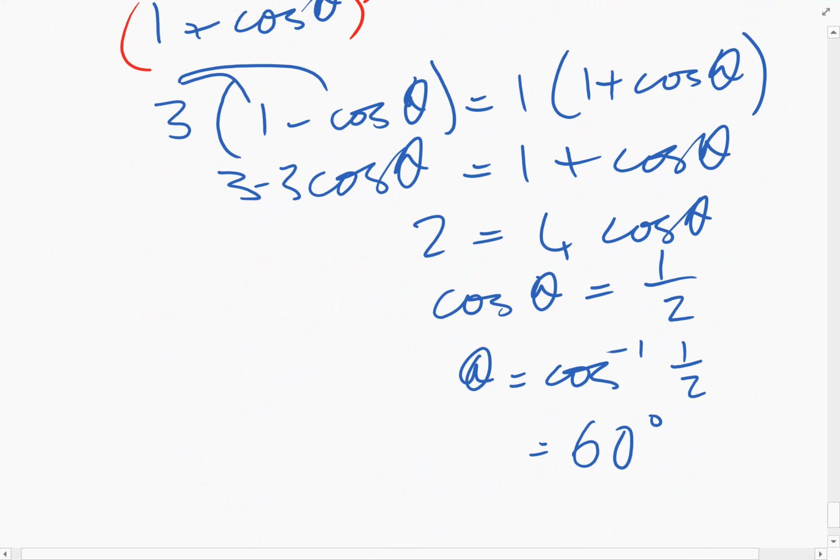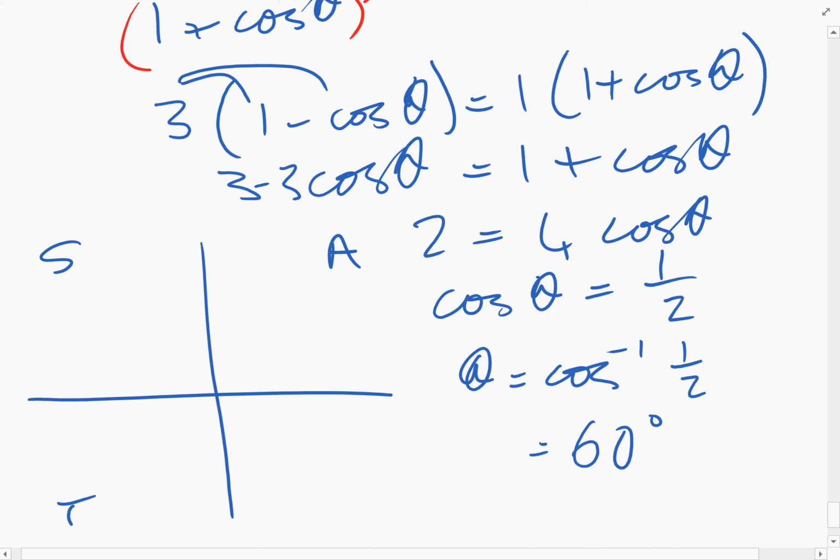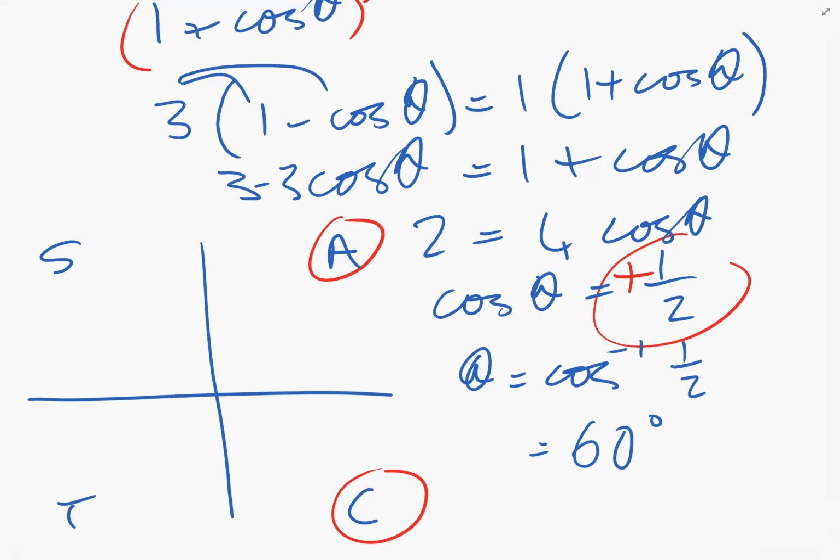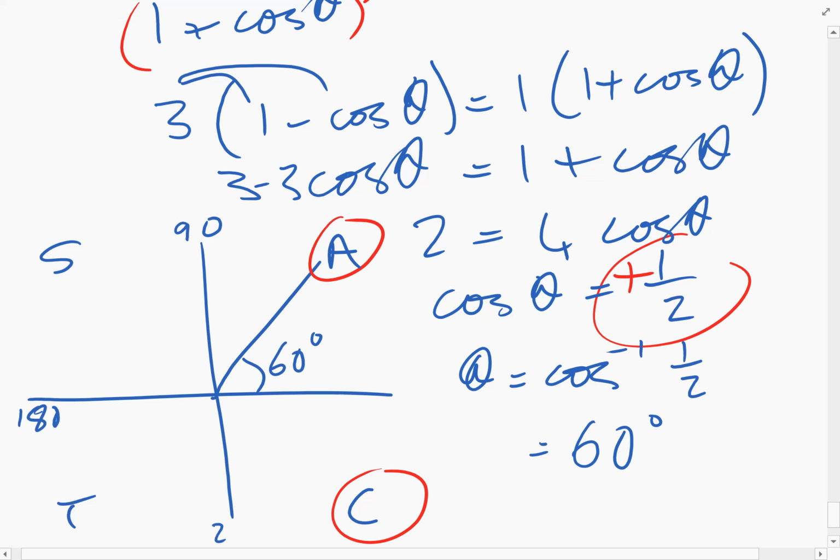And I like to use the CAST diagram to find the other solutions. We're looking at cos theta equals a half, so that's plus a half. So cos is positive. So where is cos positive? It's positive here and here. So let's draw our 60 degrees in. 60 degrees is here. This would be 90 degrees, 180 degrees, 270 degrees. This is 0 or 360 degrees.